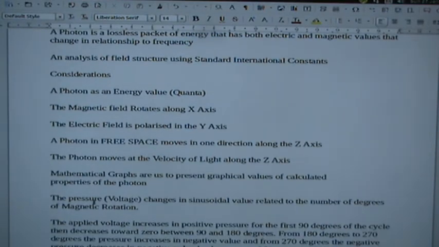I've said here the pressure, the voltage, changes in sinusoidal value related to the number of degrees of magnetic rotation. Everyone knows that. You do that and you just come up with a sine wave. But what that is doing is giving you a voltage reference per degrees of the photon's movement relative to its wavelength. You'll understand as soon as I show you some pictures. Actually, I might duck to one of the pictures now.